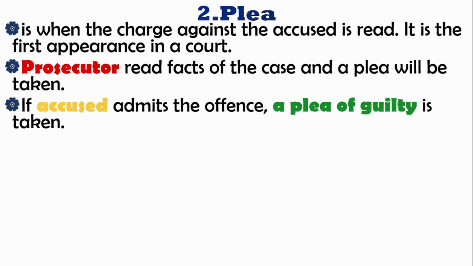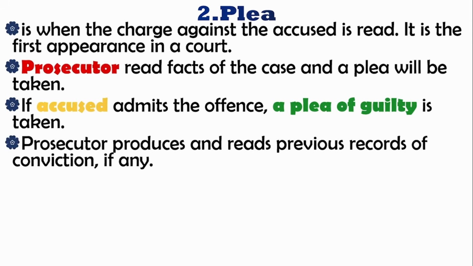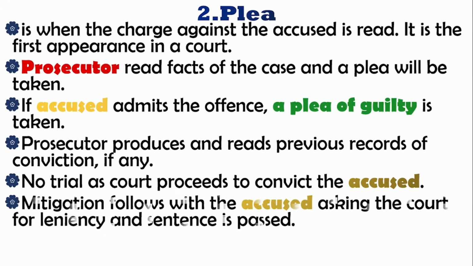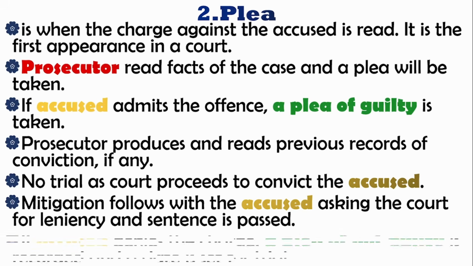Now, if the person who has been accused admits to the offense, they are going to make a plea of guilty. This means that they are saying, I am the one that committed that crime. At this point, the prosecutor will produce and read previous records of conviction if there are any. And there will be no trial that is going to take place in the court. Instead, the court is going to proceed to convict the accused. Then mitigation is going to follow, where the accused is going to ask the court for leniency, for mercy, and then after which sentence is going to be passed.